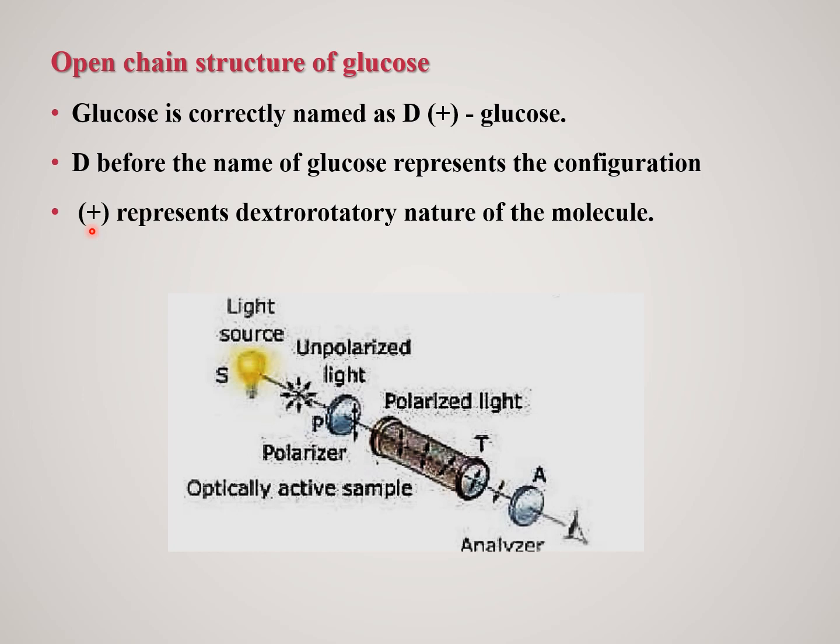called levorotatory compound. Now, glucose is always called plus glucose because it always rotates the plane polarized light in the clockwise direction, and glucose is said to be an optically active compound. Hence, it rotates plane polarized light in the clockwise direction, which is written as plus sign within parenthesis.